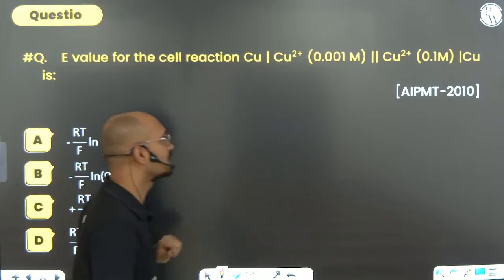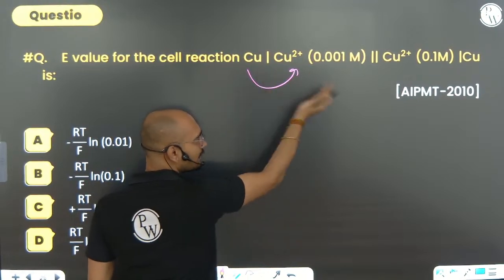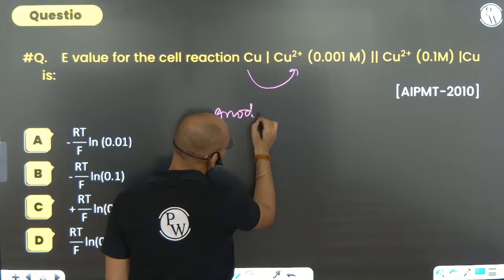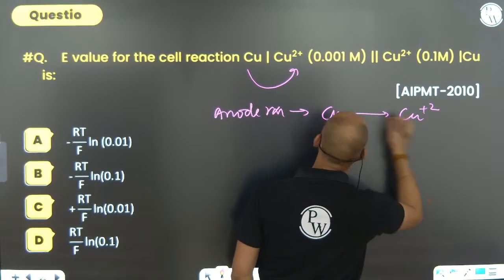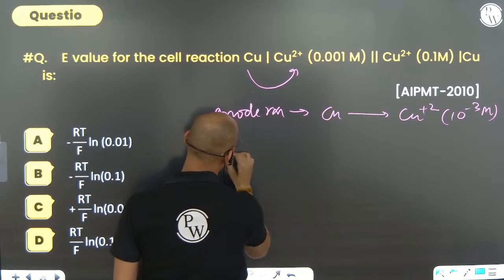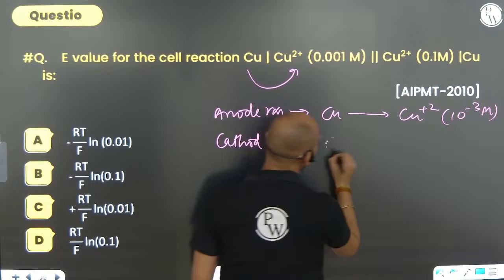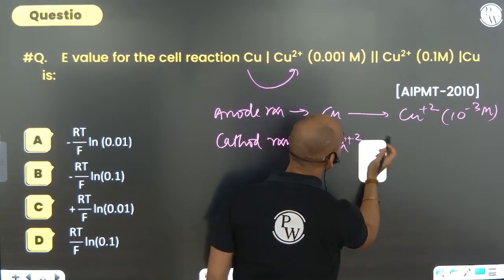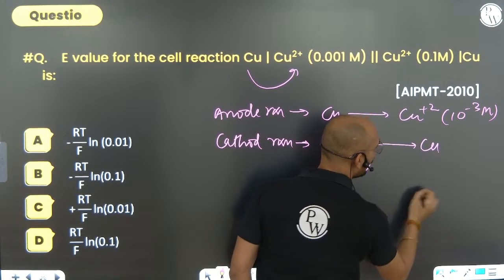Let's look carefully. There is going to be oxidation on the left side, which is always the anode. So what is the anode reaction? Cu to Cu plus 2, and this is 10 to the power minus 3 molar. What is the cathode reaction? I hope you can see the cathode reaction comes out to be Cu plus 2, given as 0.1, that is 10 to the power minus 1 molar, converting into solid copper.